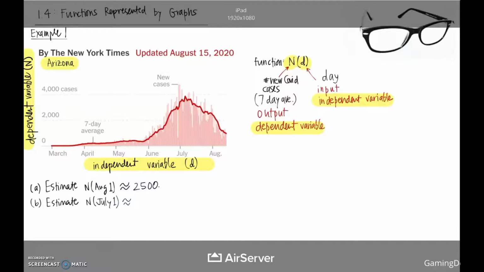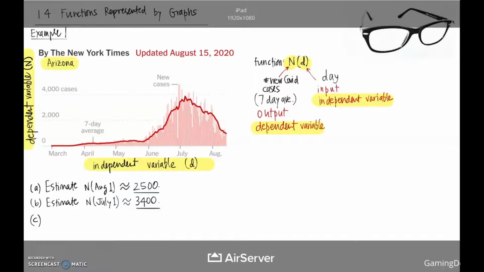The next thing that we need to do is estimate n of July 1st. And I actually changed the equal sign to these little squiggly lines that just indicate that we're estimating. Okay, July 1st, we go along our horizontal axis. Here's July 1st right here. And we want to know what is the function doing on July 1st. So we go up to see if we can estimate a value for this. So let's see, about right there. And then I have to find what that value is on the dependent variable axis. So I'm going to say that's like 3,300, 3,400 maybe. Okay, so the 7-day average of new COVID cases on July 1st, we say is 3,400.